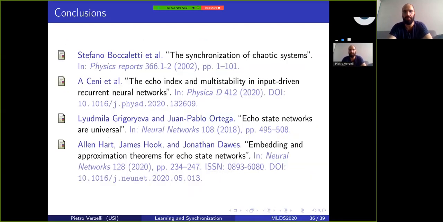Now I will just go to this slide with the bibliography so that you can see what papers I was mentioning beforehand. And you can stop the video and look for them.